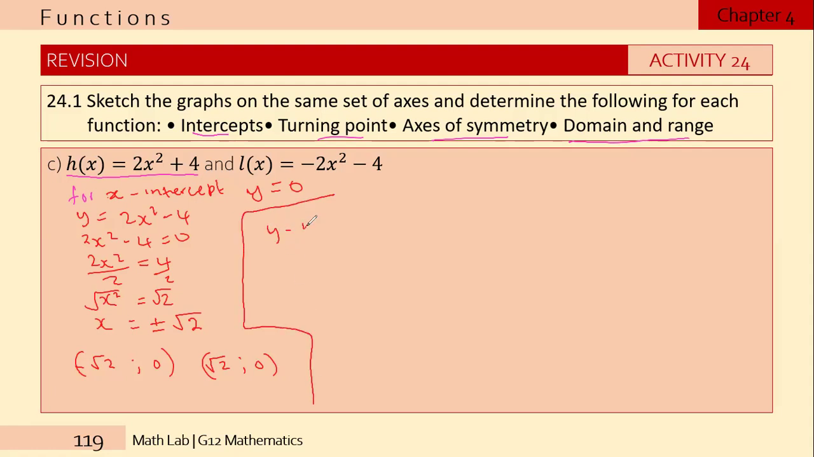And then the y-intercept, x equals 0. So we have y equals 2x squared minus 4. Where there is x, we're going to put 0. So it means y equals 2 into 0 squared minus 4. Plus 4. So which one was I doing here? Why did I say minus 4? Oh, okay, I see. I started with L of x.